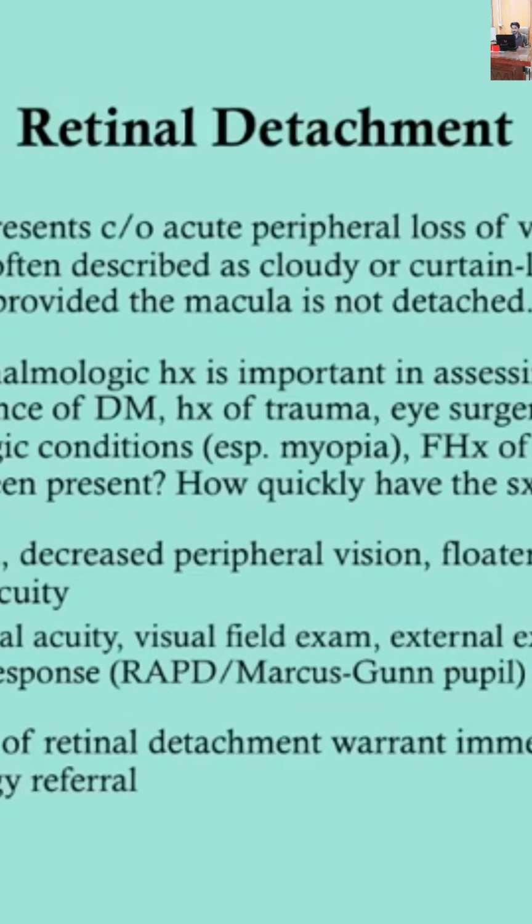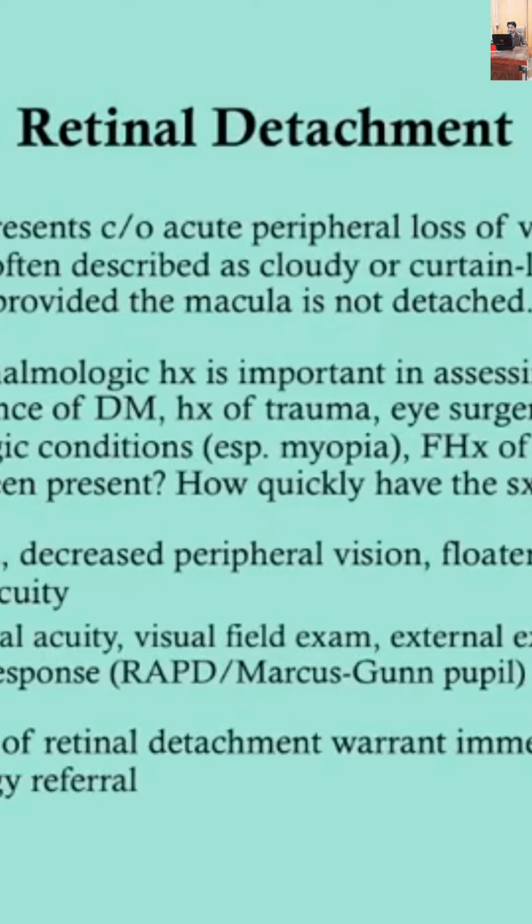So the patient with retinal detachment typically presents with an acute peripheral loss of vision, and by peripheral I don't mean lateral, I mean just anything in the eye that you see that's not central, that's not what you're focusing on. So if you focus on the screen and you look at, say, this H right here, most of the stuff around it is your peripheral vision. What you're focusing on is your central vision.